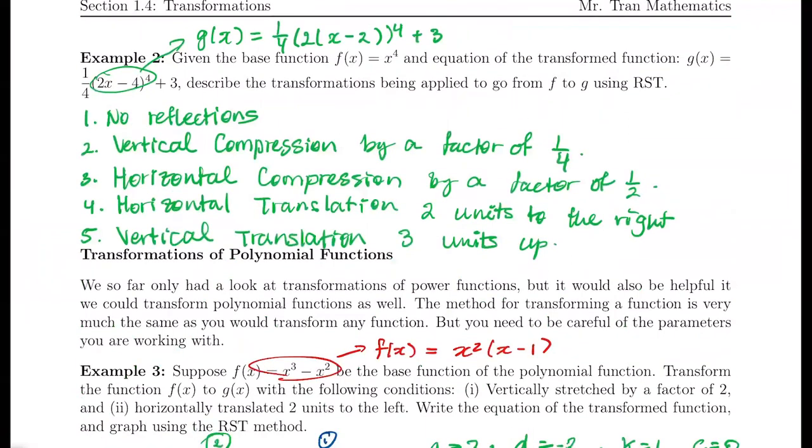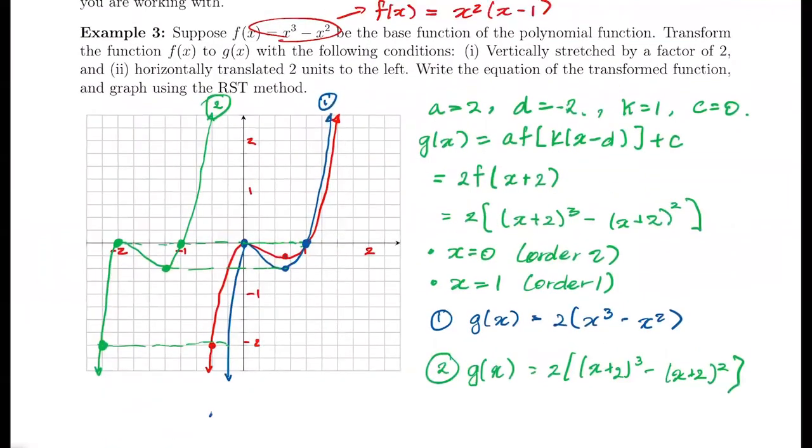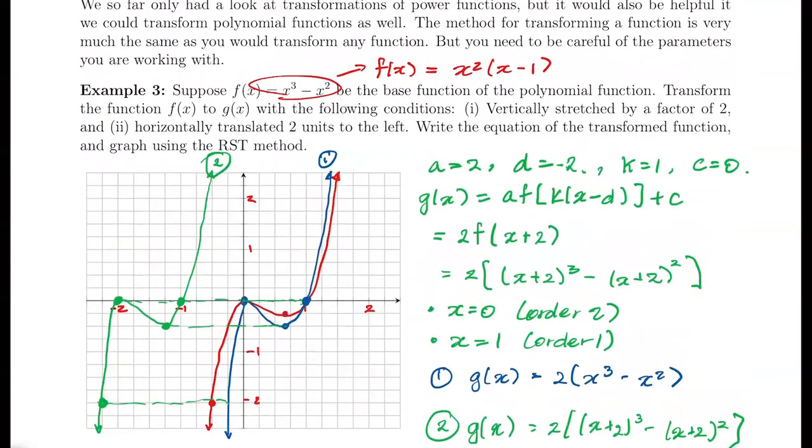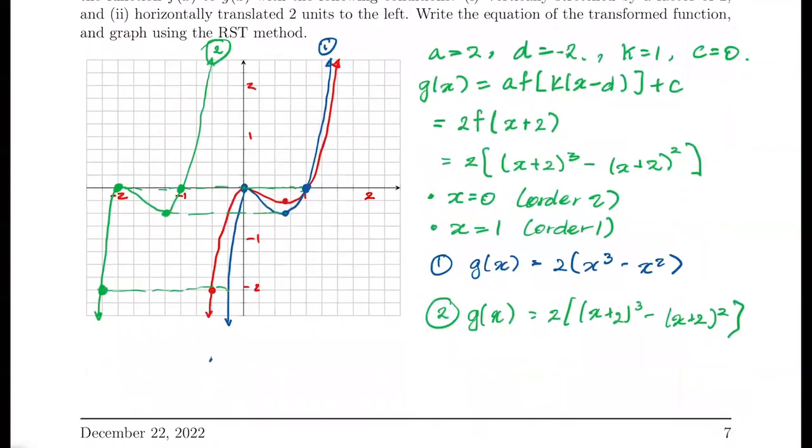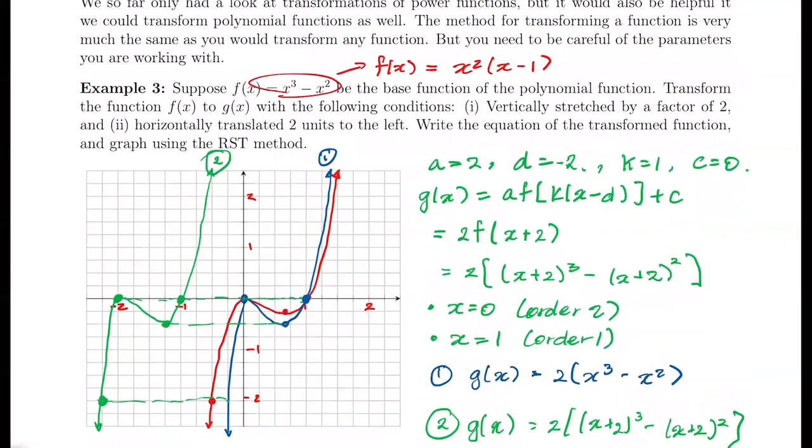And the final thing that we had to look at, which was not much, but it's basically how we would be able to transform polynomial functions instead of power functions, which is basically going to be the same thing, but you have to keep in mind some key points on the polynomial function. For example, you have to pay attention to the x-intercepts and where they're actually going to be.